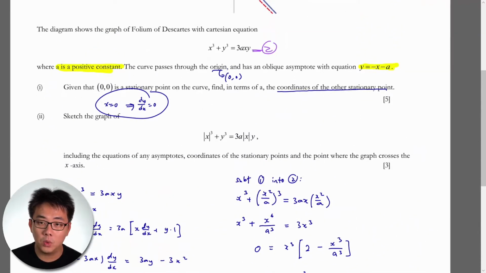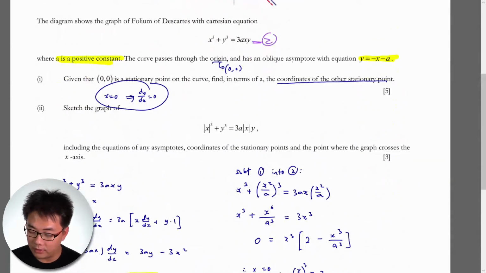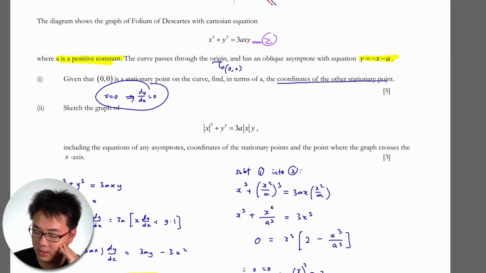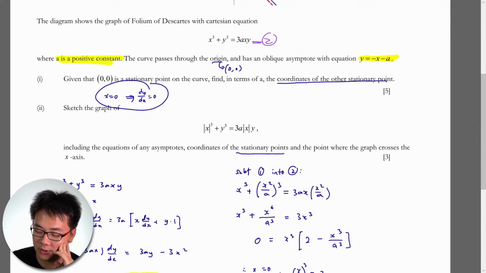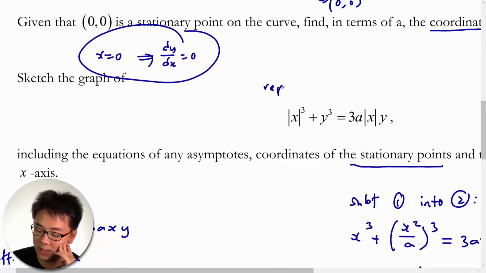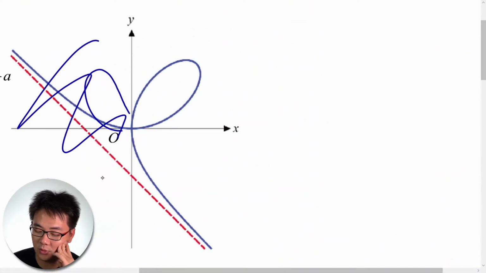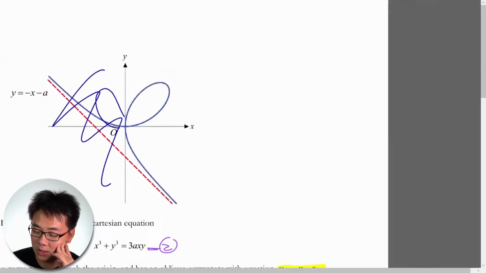Then let's look at part 2. Part 2 is to sketch a graph of this, including the equation of asymptotes, the coordinates of the points where it crosses the x-axis and so on. I think it should be okay. We already have the stationary points. This just means you replace x with modulus x. So the modulus x curve just means you reflect over this side. You just throw this side away and reflect over. So that's what you do.